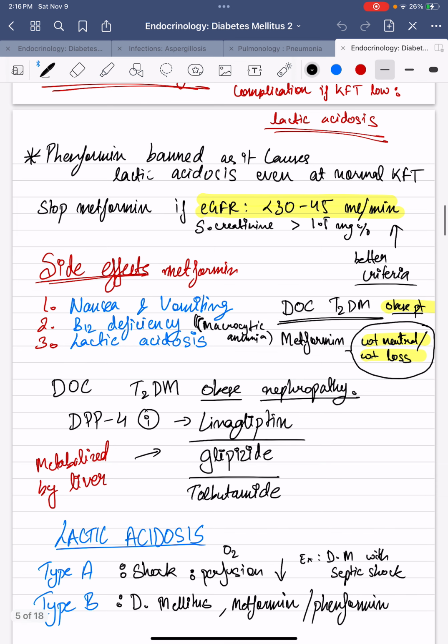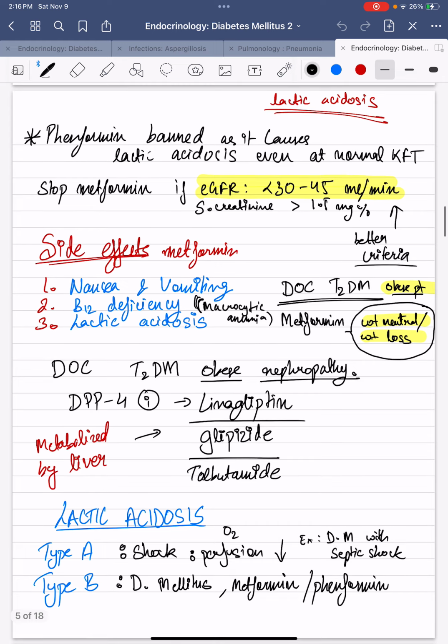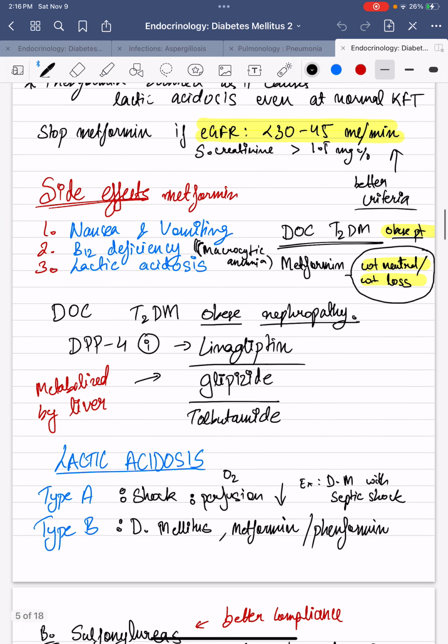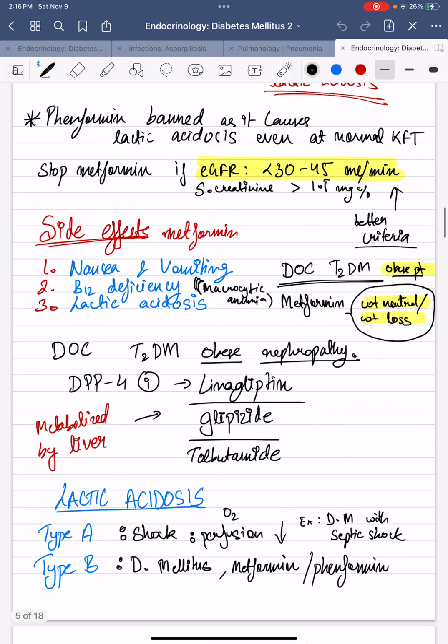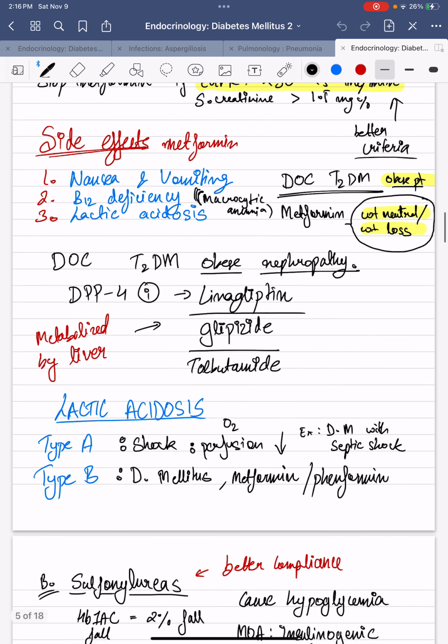So yeah, 30 to 45 ml per minute is grade 3 CKD, but if you are not sure, you can just check it. The better criterion for seeing the complications of metformin is to check the estimated glomerular filtration rate. The side effects of metformin are nausea and vomiting, vitamin B12 deficiency, so it can cause macrocytic anemia, and lactic acidosis.